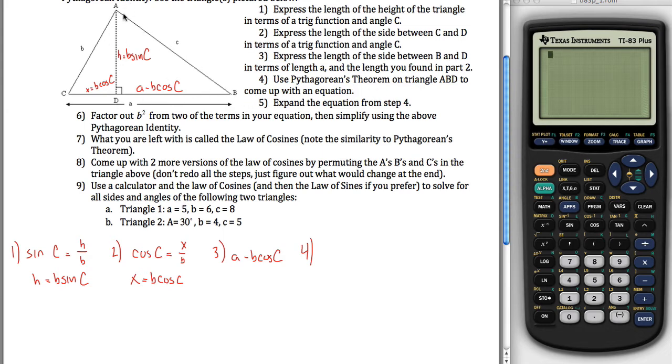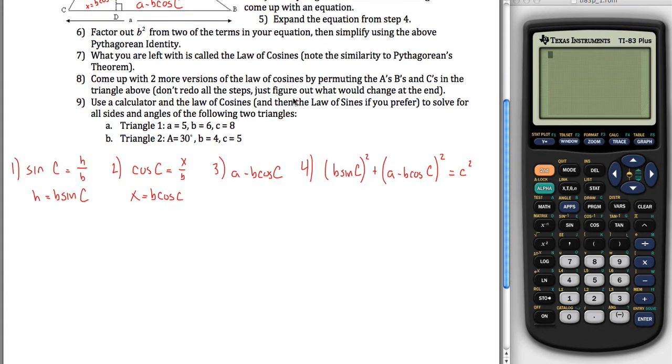And then in step 4, when I finally start doing some algebra, it says use Pythagorean's theorem on triangle ABD. So what I have right here is a right triangle. So a squared plus b squared equals c squared. The sum of the squares of the lengths of the two legs has got to be equal to the square of the length of the hypotenuse. In other words, b sine of C squared plus a minus b cosine of C squared, a squared plus b squared has got to be equal to c squared.